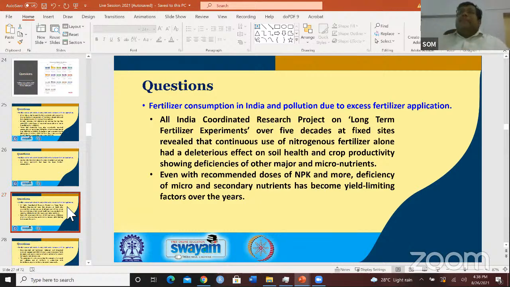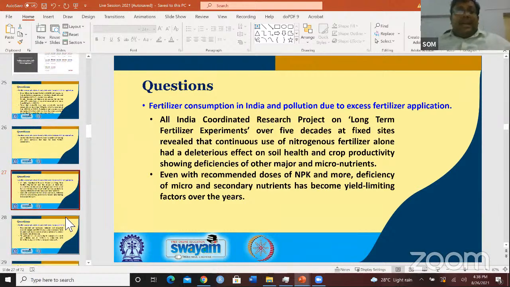Apart from pesticide, the indiscriminate use of chemical fertilizer results in reducing the fertility status of the soil in the long run. And we should be very, very careful about that.